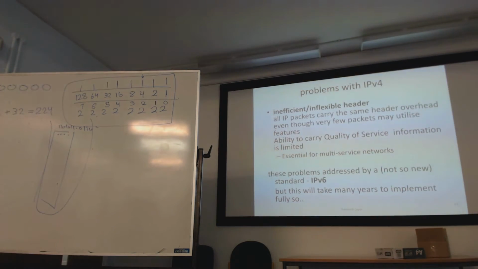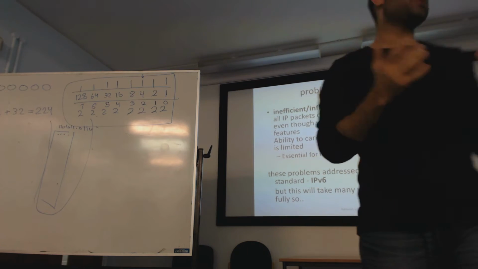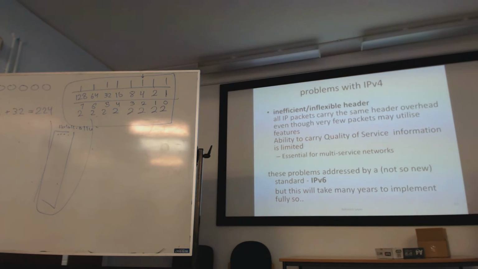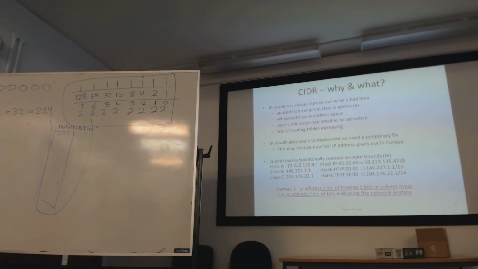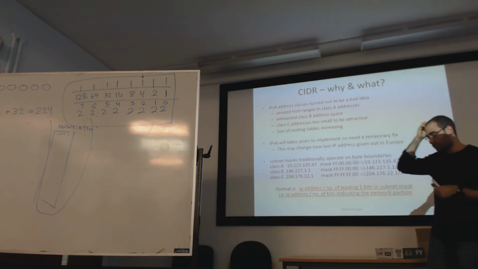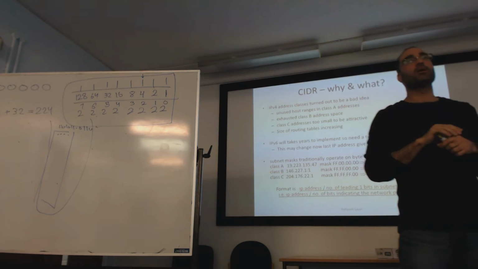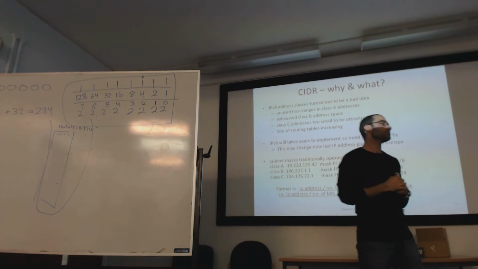These problems addressed are not new, therefore they produced IP version 6, but it will take many years to implement fully. So we have this temporary solution, classless inter-domain routing, or classless IP domain routing. What's this?